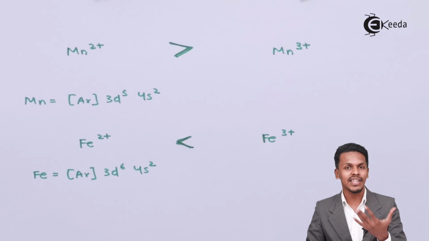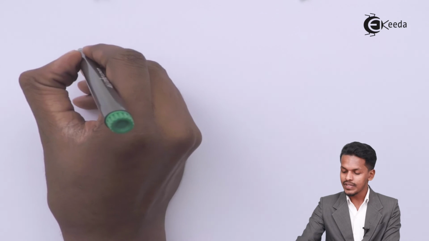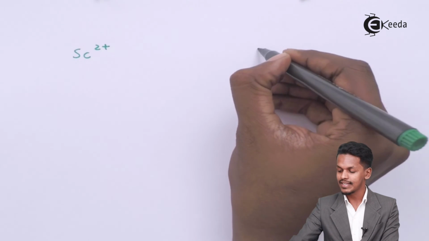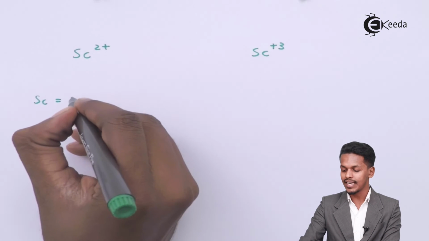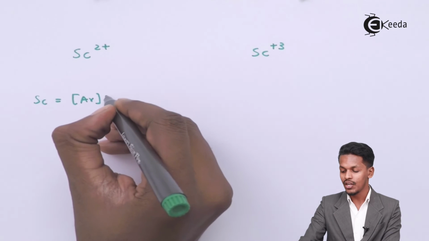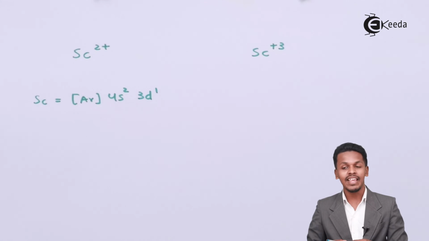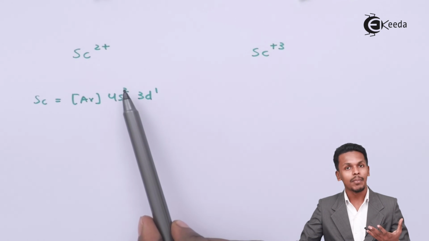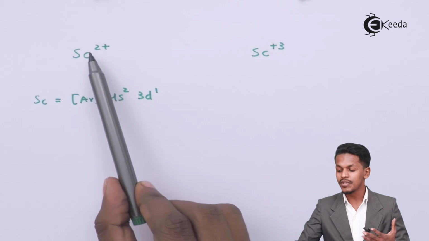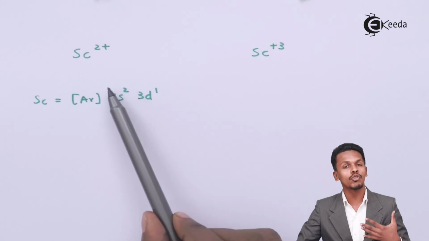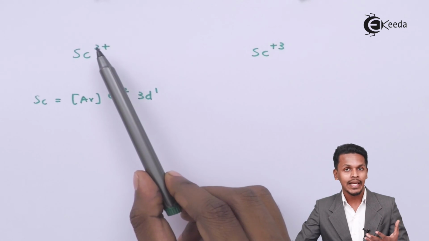And now let me discuss scandium, Sc2+ as well as Sc3+. Scandium has an electronic configuration of argon 18, 4s2, 3d1. Since the oxidation states of scandium are +2 and +3, if two electrons are lost from the 4s orbital, it will acquire the +2 oxidation state.